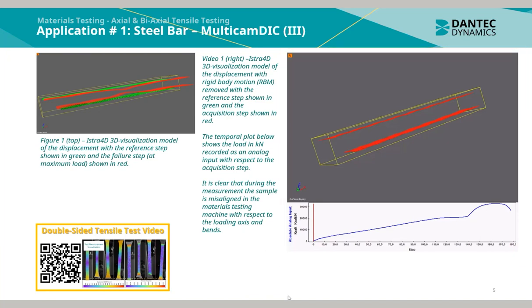The table plot below shows the load in kilonewton recorded as an analog input with respect to the acquisition step. It is clear that during the measurement the sample is misaligned in the materials testing machine with respect to the loading axis and as such bends.